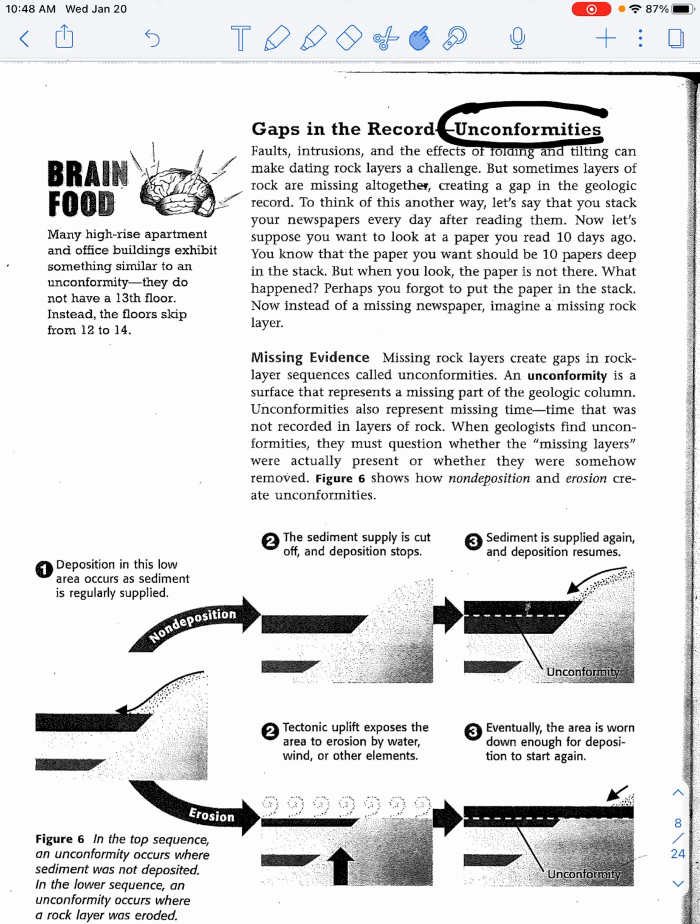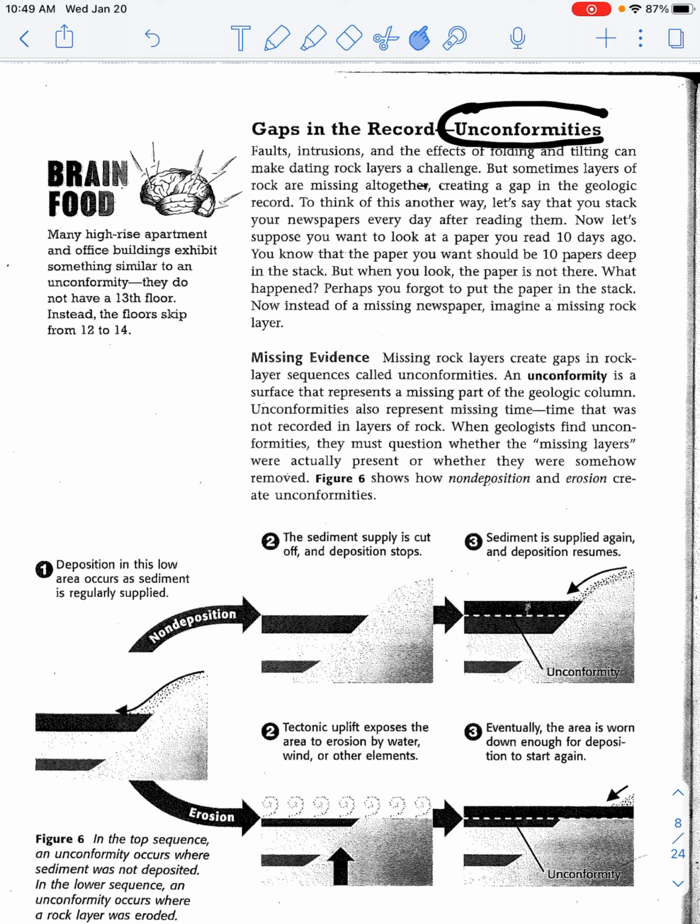What happened? Perhaps you forgot to put the paper in the stack. Now instead of a missing newspaper, imagine a missing rock layer. So we're missing evidence. Missing rock layers create gaps in rock layer sequence called unconformities. An unconformity is a surface that represents a missing part of the geologic column. Unconformities also represent missing time.